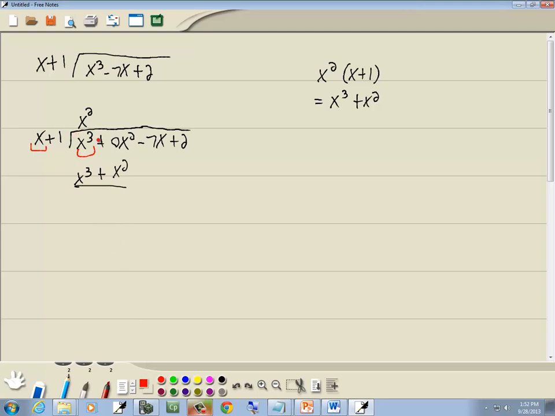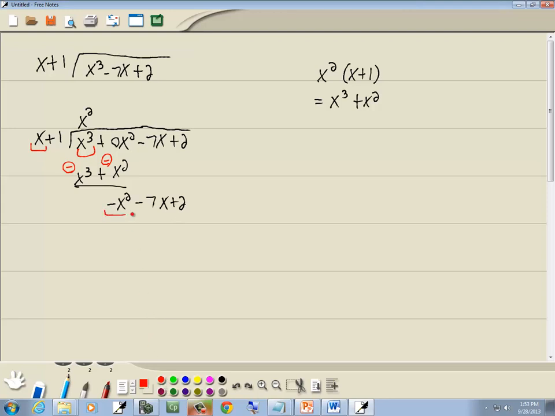Now we're going to subtract that line, which means we'll flip the signs. So this becomes negative, and this becomes negative. X to the third minus x to the third drops away. 0x squared minus x squared gives us negative 1x squared, or just negative x squared. And I'll bring down the rest.